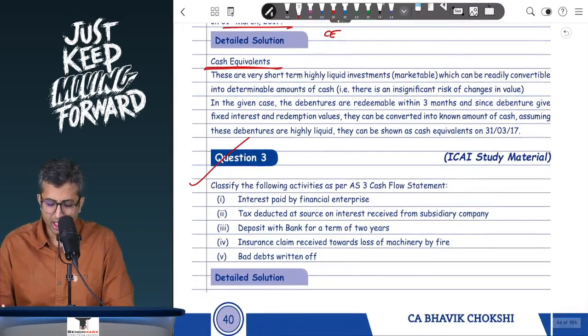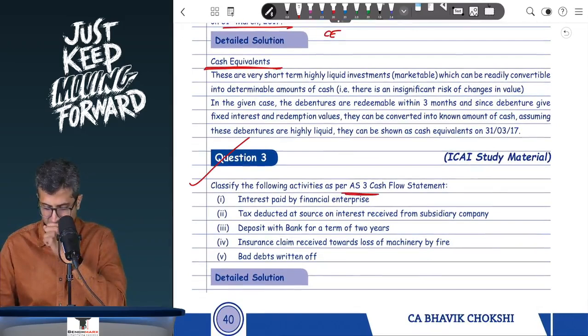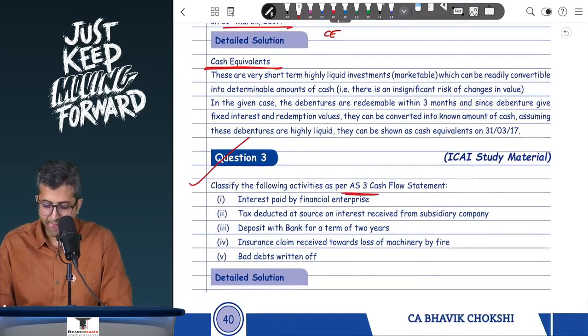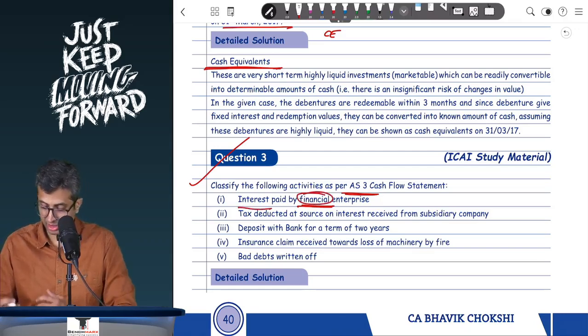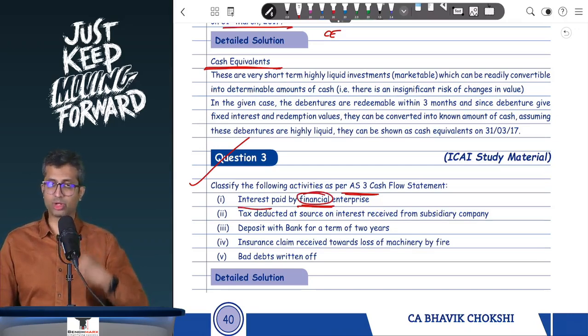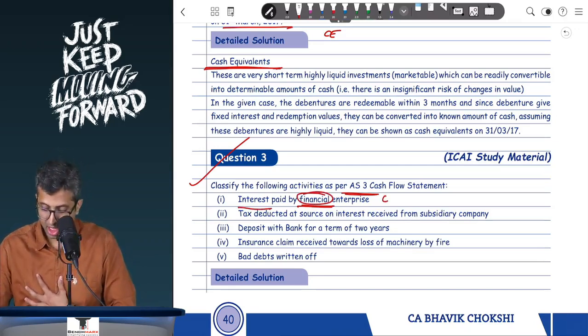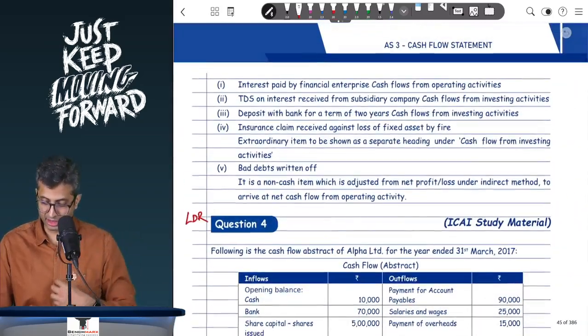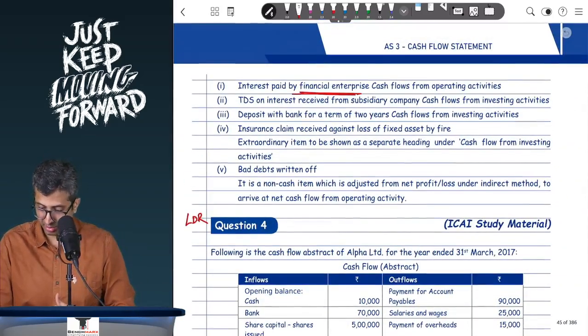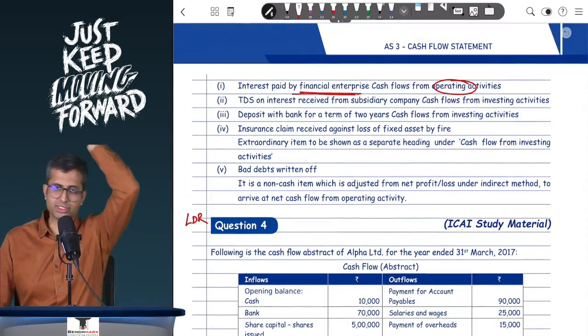Question 3. Classify the following activities as per AS3. Interest paid by financial enterprise. Interest paid by a financial enterprise. So I may be a bank or an NBFC, in which case my interest paid is operating in nature. In all other cases, it is financing in nature. So over here, by financial enterprises, like a bank, for that interest is linked to their operations.